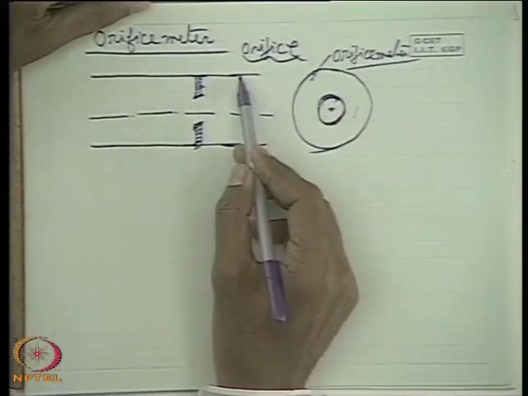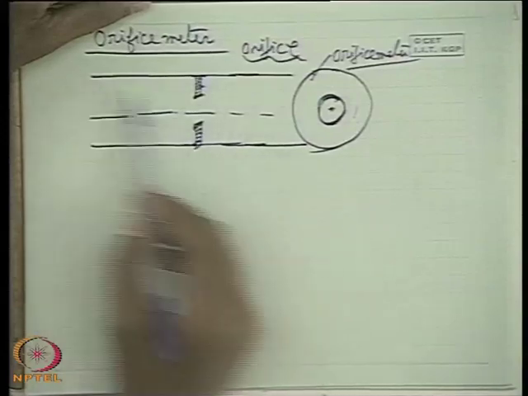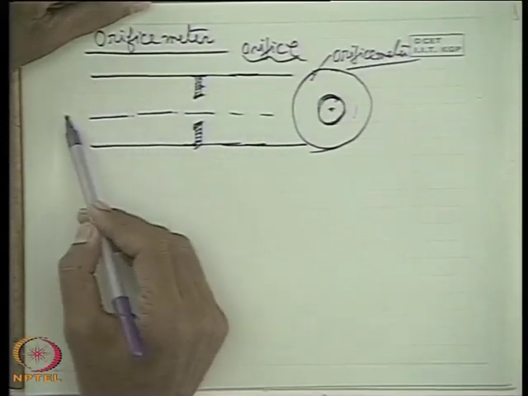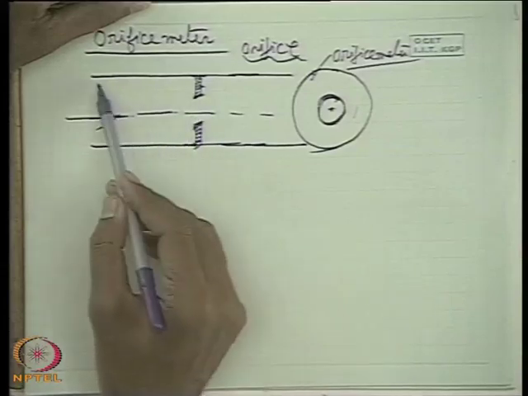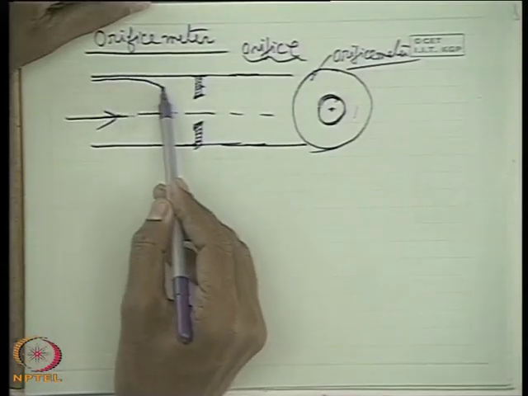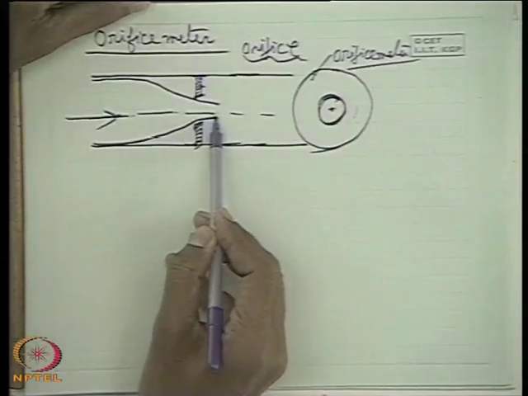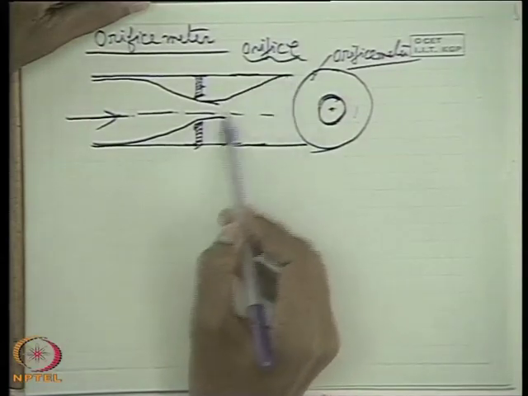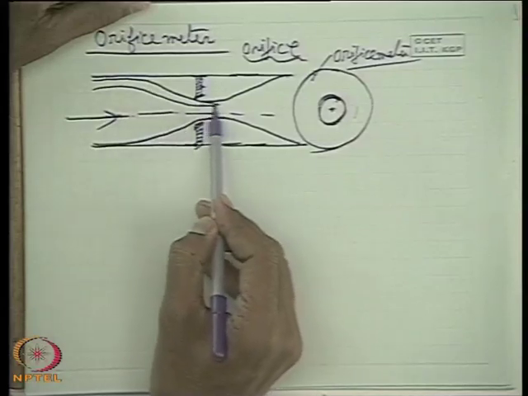So this is placed in a pipe. When it is placed in the pipe where there is a flow and flow has to be measured, what happens? This gives an obstruction to the flow. So what happens is the fluid streamline behaves like this. And there is a vena contracta, as I have already told you. So these are the streamlines.